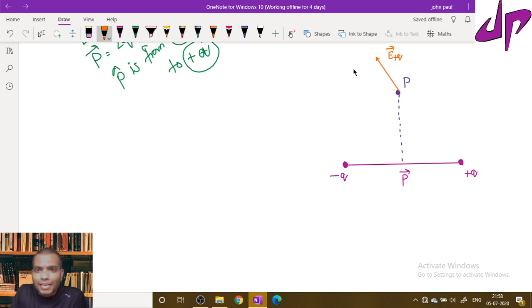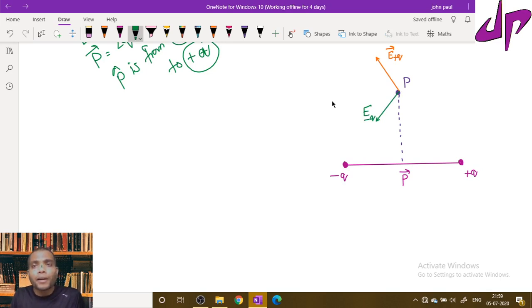And what is the electric field due to the negative charge at point P? Since it is a negative charge, the negative charge will attract the positive test charge. So now this is the electric field direction due to the negative charge, due to this charge.